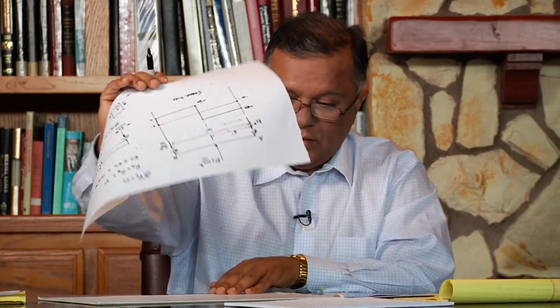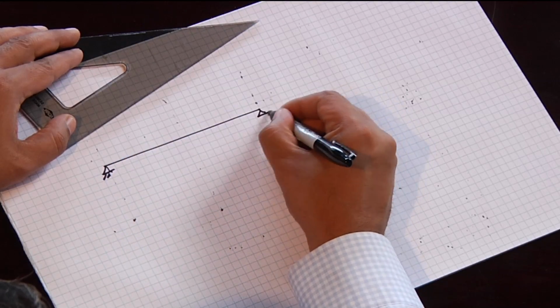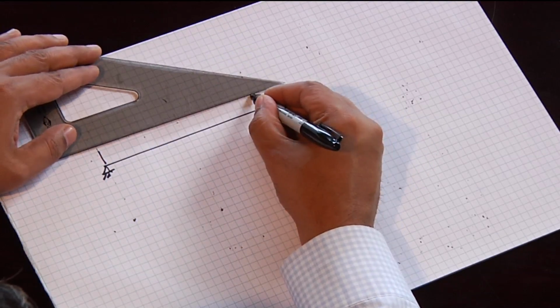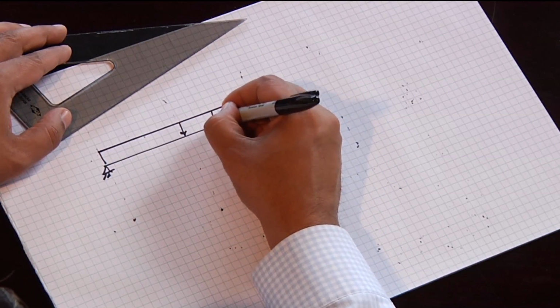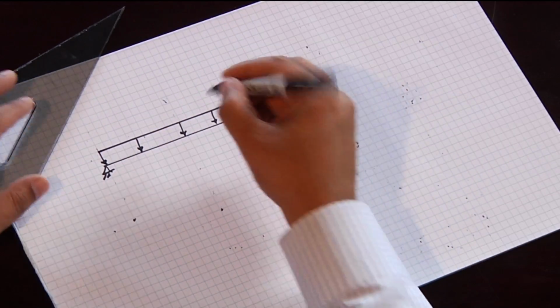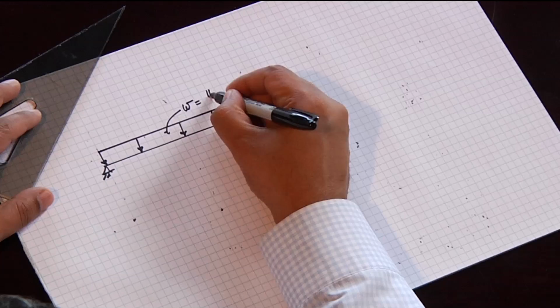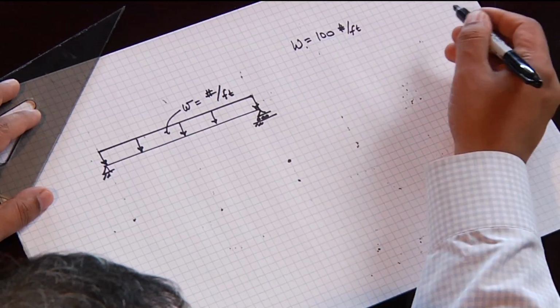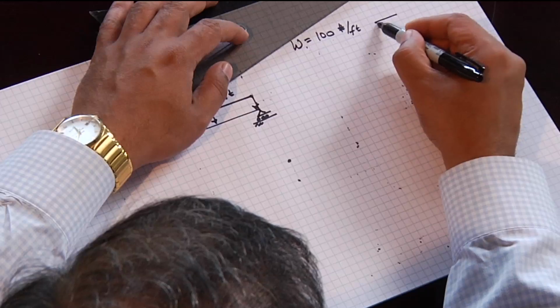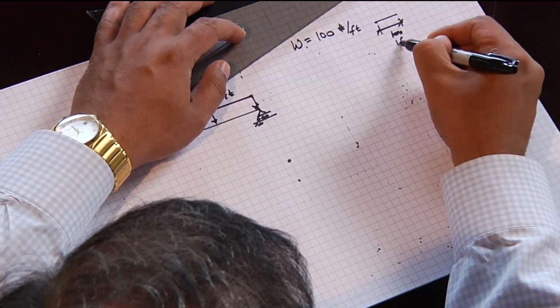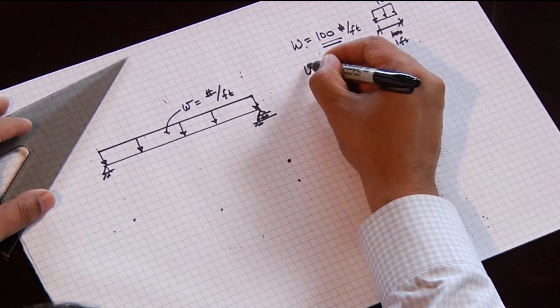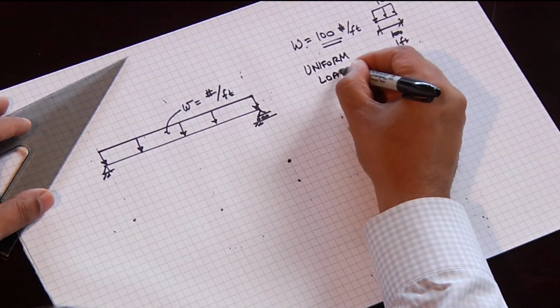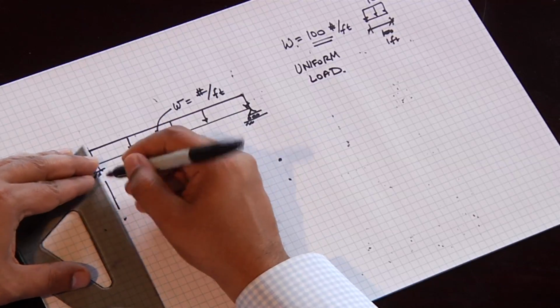Let's take a look at another type of beam. We'll again make it simply supported. This time we're going to put a uniform load. A uniform load, referred to as W, is a distributed load over a distance. So for example, if my W is 100 pounds per foot, what does that mean? That means that for every foot of distance, I have 100 pounds. This is a uniformly distributed load, called a uniform load.